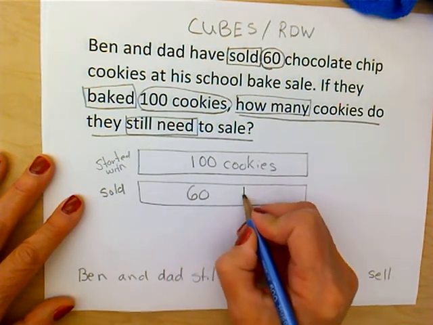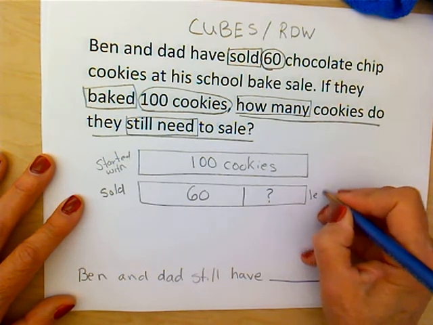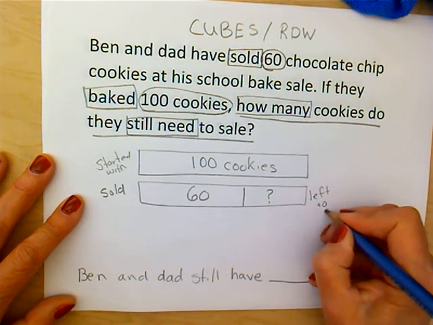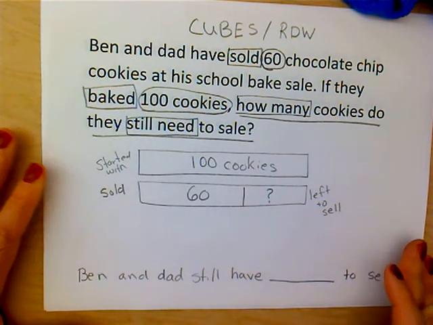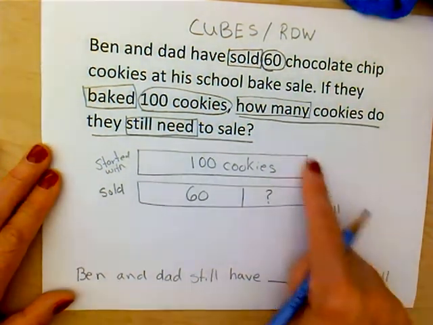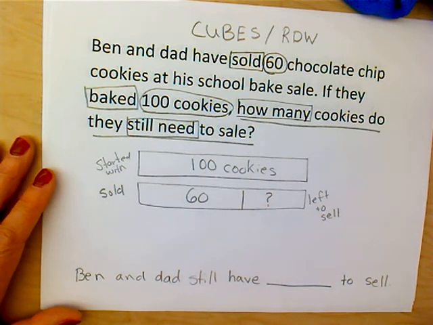I need to figure out how many more they have left to sell. Left to sell. That's what I'm needing to figure out. So I've helped you get this problem set up. Now you're going to need to do an equation and tell me how many cookies Ben had left.